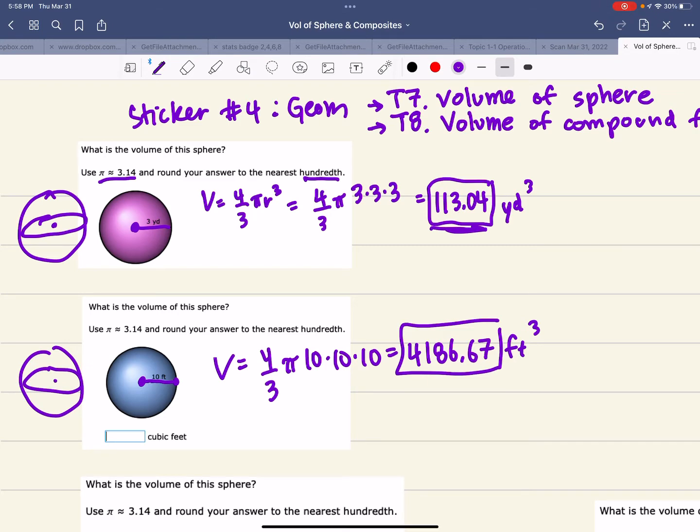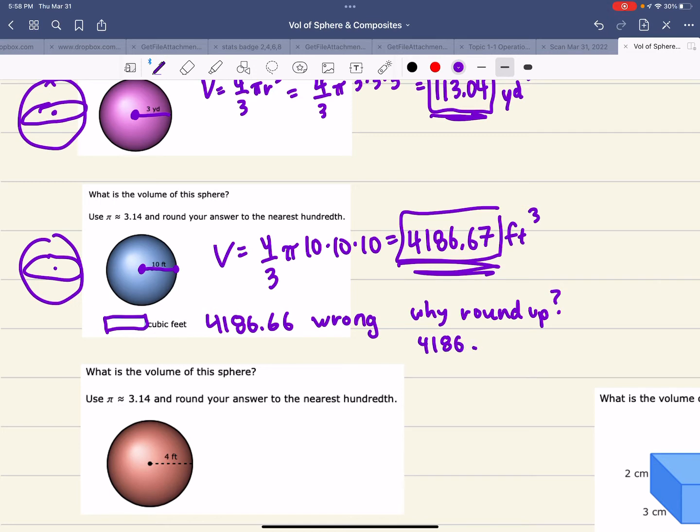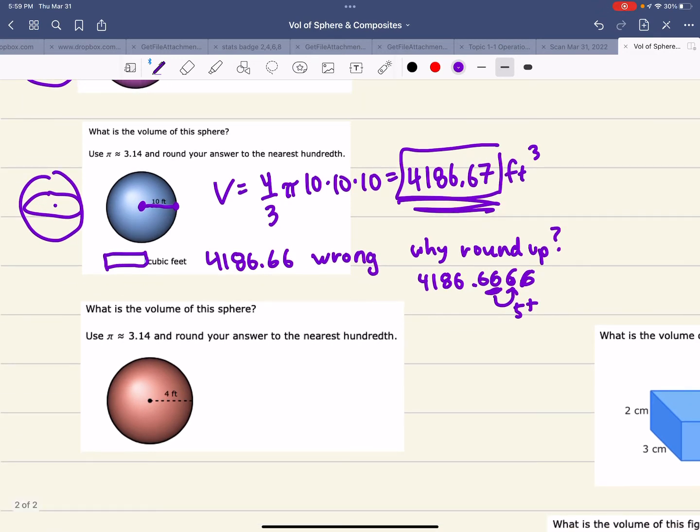Hopefully you're getting the same answers as me. This is also a good review on how to round. IXL is not very forgiving, so if you round incorrectly, and let's say you put 4186.66, that would be wrong. So why did I round up? Well, the calculator said this. If we're rounding to the nearest hundredth and the next number is 5 or more, we round the 6 up to a 7 in the hundredths place.